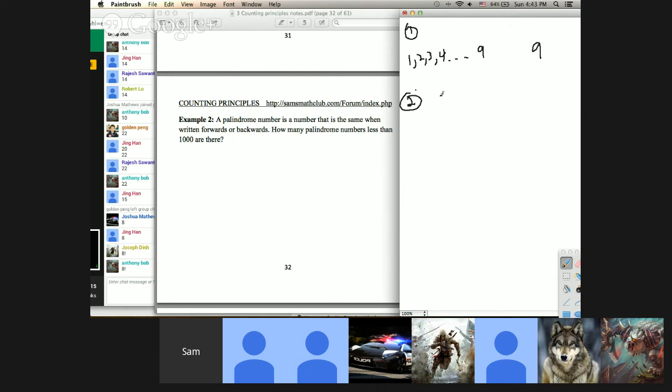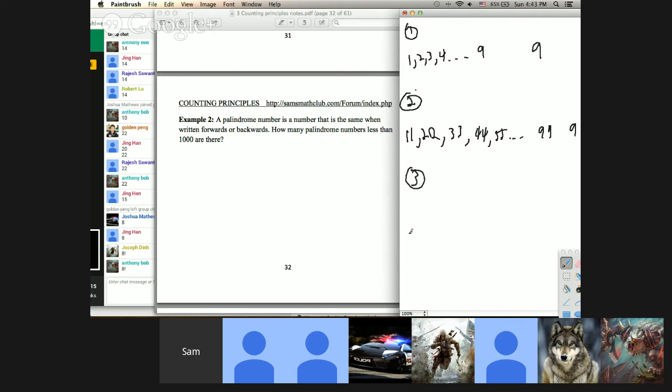If we write out the two-digit palindromes, it's basically 11. So it's just digits that look the same: 22, 33, 44, 55, etc. onto 99. So there are also a total of 9 two-digit palindromes. And then the last one we have is three-digit palindromes.